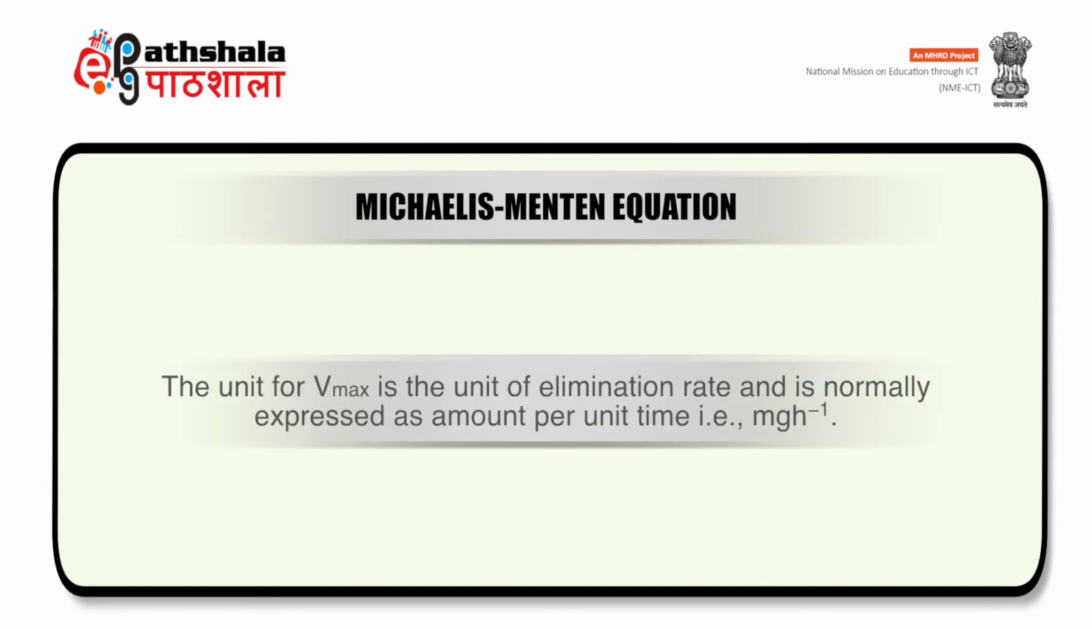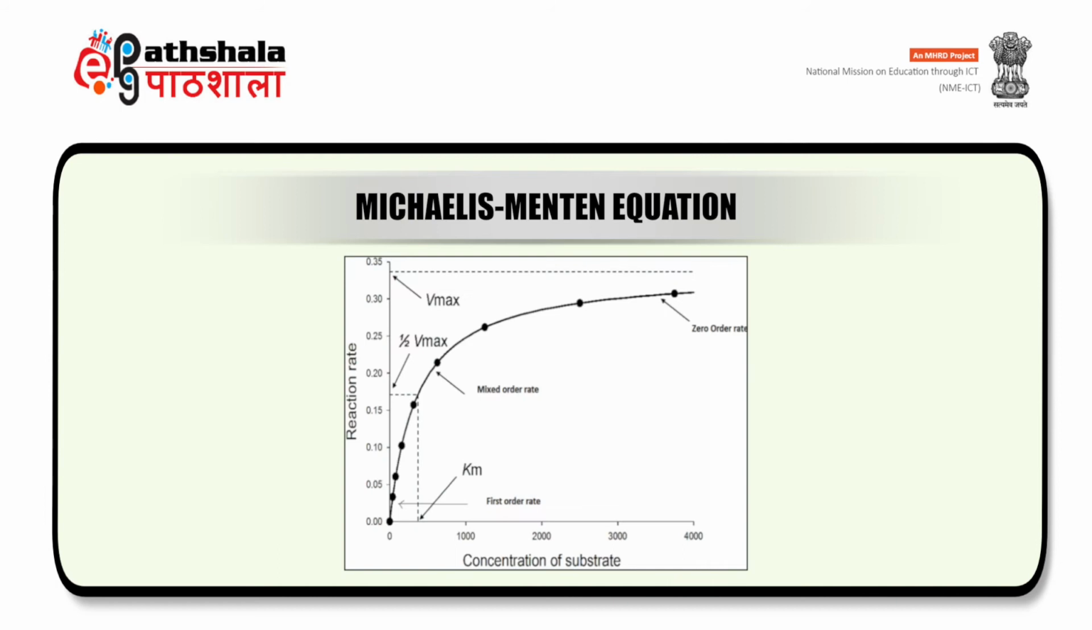The unit for Vmax is a unit of elimination rate and is normally expressed as amount per unit time, that is milligram per hour. However, in some instances, it may be expressed as concentration per unit time, that is milligram per liter per hour. The equation here explains the relationship between Vmax and C. However, different regions of the Michaelis-Menten curve, which is shown in the figure, can be examined with regard to drug concentrations. The figure depicts the typical Michaelis-Menten curve, which shows reaction rate on the y-axis and the corresponding concentration of the substrate on the x-axis. The Km is interpolated from the curve when the value of half Vmax is calculated.